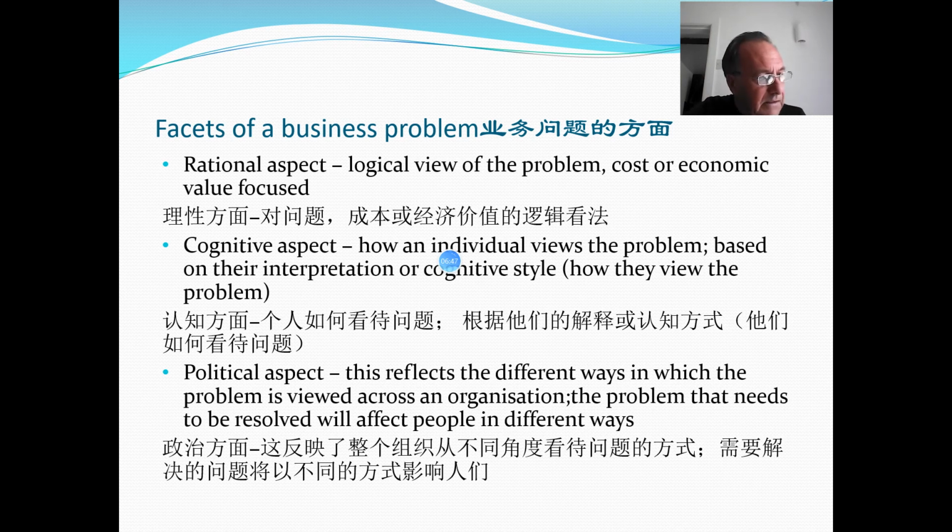The third facet or aspect is the political aspect, the different ways in which the problem is viewed from a political perspective, and the fact that the problem may affect people in different ways. So an example of a political aspect of a problem that we dealt with this year, or tried to deal with, was the Dukes and their 18 to 25-year-old membership scheme, and we were looking to get some feedback on this from members of the scheme.